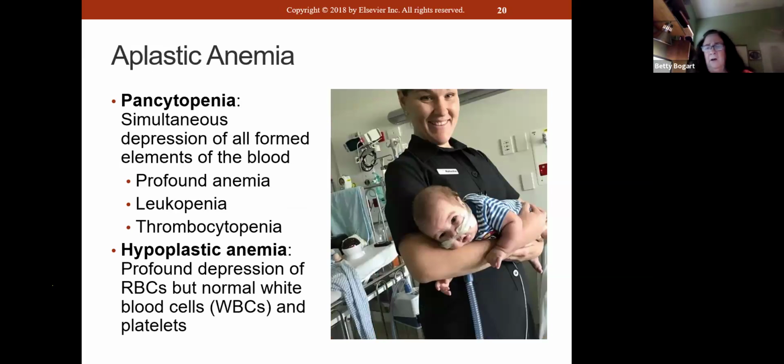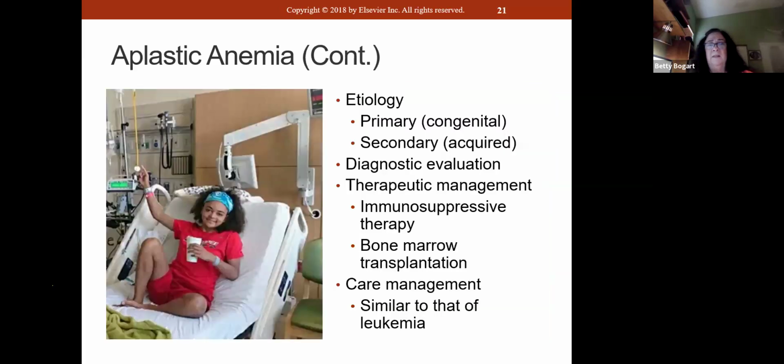Now, I mentioned aplastic anemia already, and when we talk about it, we're going to talk about pancytopenia. All components of the blood are depressed. What components are we worried about? Hemoglobin, hematocrit, white blood cells, and platelets. So, white blood cells are decreased. You're going to get infections. Hemoglobin, hematocrit are lower. You're going to be tired. You're going to be needing transfusions. Thrombocytopenia, low platelets. You're going to have bleeding, petechiae, ecchymosis. You might need platelet transfusions, right?